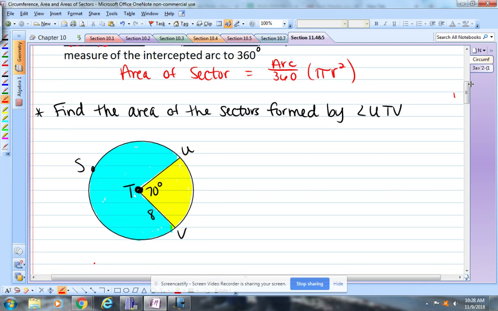Find the area of the sector formed by angle UTB. Here's angle UTB. It's a central angle, at the center. So we're looking for the area of the yellow sector. Find the area of the yellow sector. So we're going to use that formula that's at the top of the screen. Area of a sector equals arc over 360 times pi r squared.